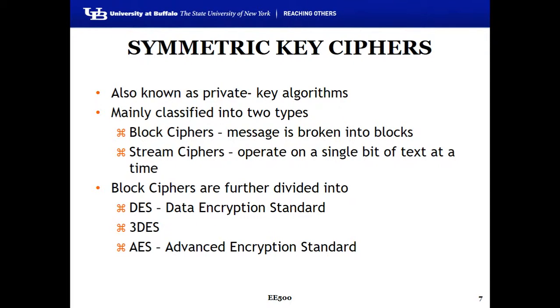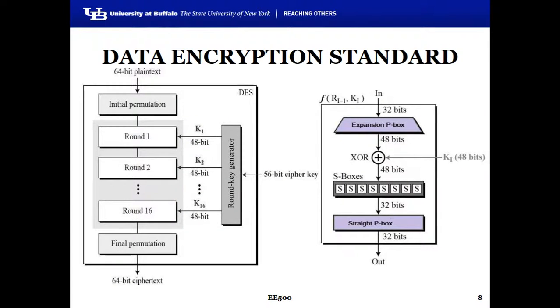Now, ciphers are further divided into DES, 3DES, and AES, where DES stands for Data Encryption Standard and AES stands for Advanced Encryption Standard. Nowadays, Advanced Encryption Standard is being used, but DES is still a renowned algorithm, and we will look further into it. So, this is the basic flow diagram of the Data Encryption Standard. Let's get into it. We handle 64-bit plaintext, which is to be encrypted into a 64-bit ciphertext.